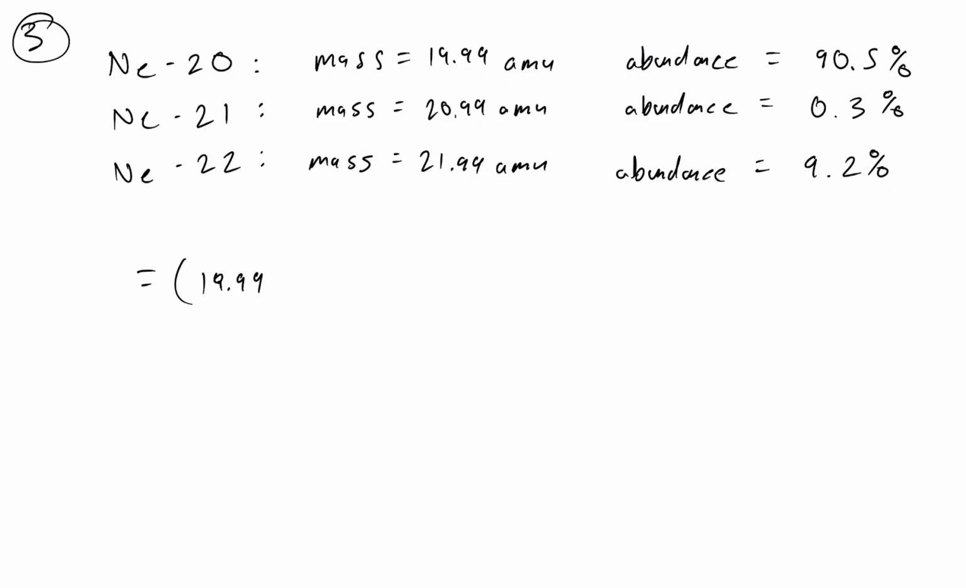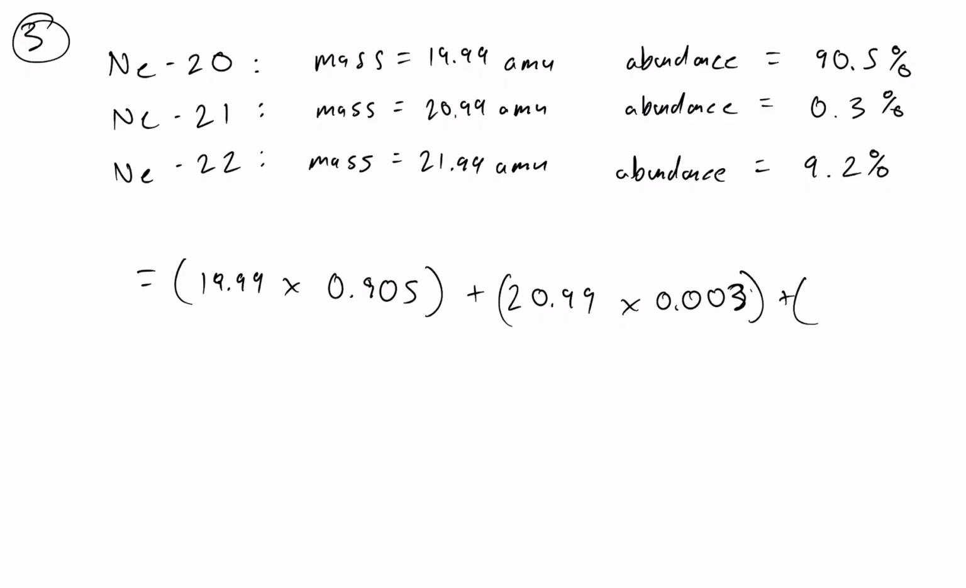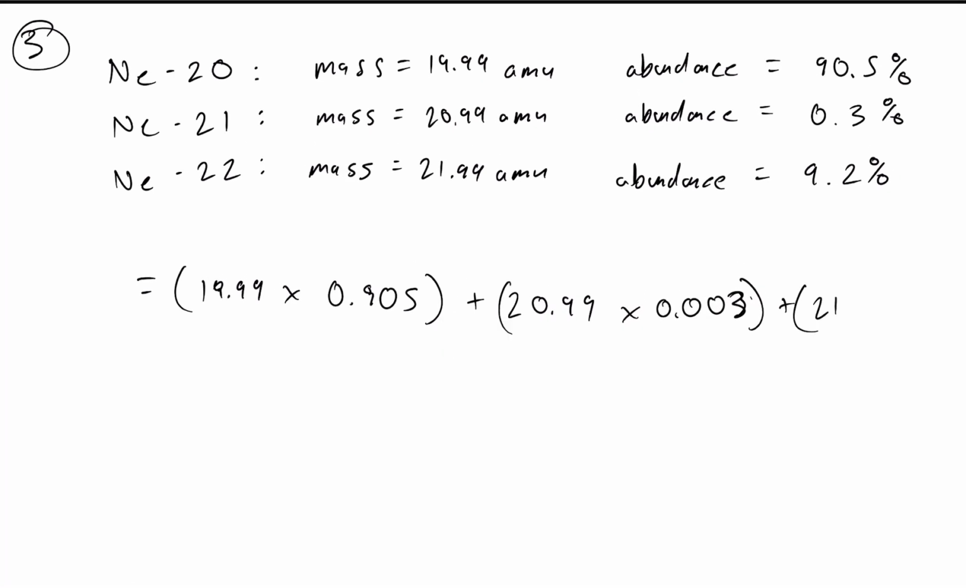19.99 times 0.905, plus 20.99 times 0.003. We have to convert that percent to a decimal. Plus 21.99 times 0.092.